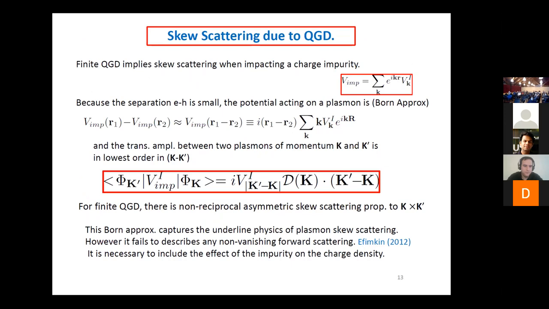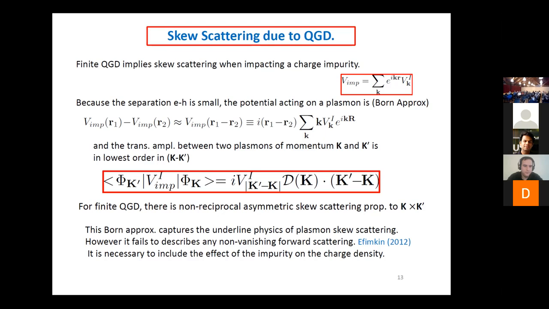The simplest approximation is the Born approximation, where you have one impurity, and then assuming that the separation between the electron and the hole is small, as is the case, the perturbation in the system due to this impurity is given by this quantity, which is the difference between the position of the electron and the hole. And you obtain that in the presence of one impurity, you have a scattering from one plasmon with momentum k to a plasmon with momentum k prime, which is proportional to this quantity k times k prime. So this is a skew scattering, which is not reciprocal and is asymmetric and could be relevant for some possibilities.